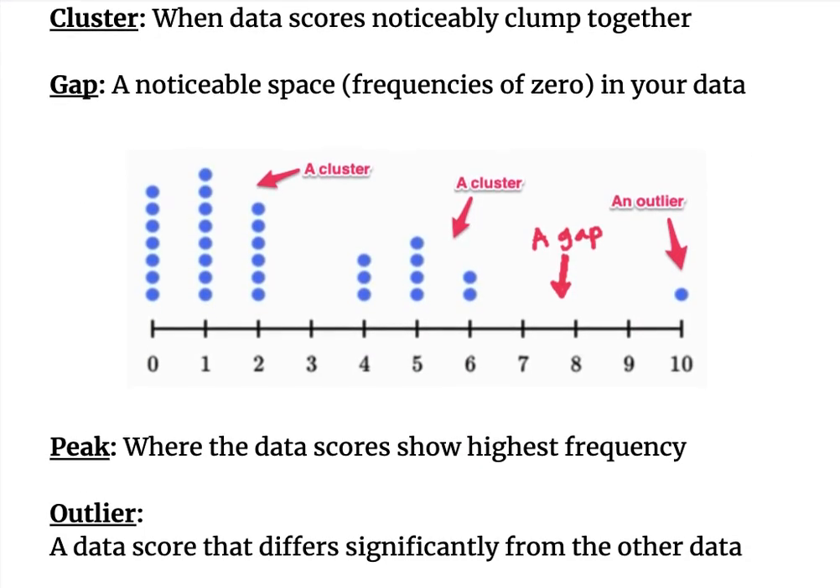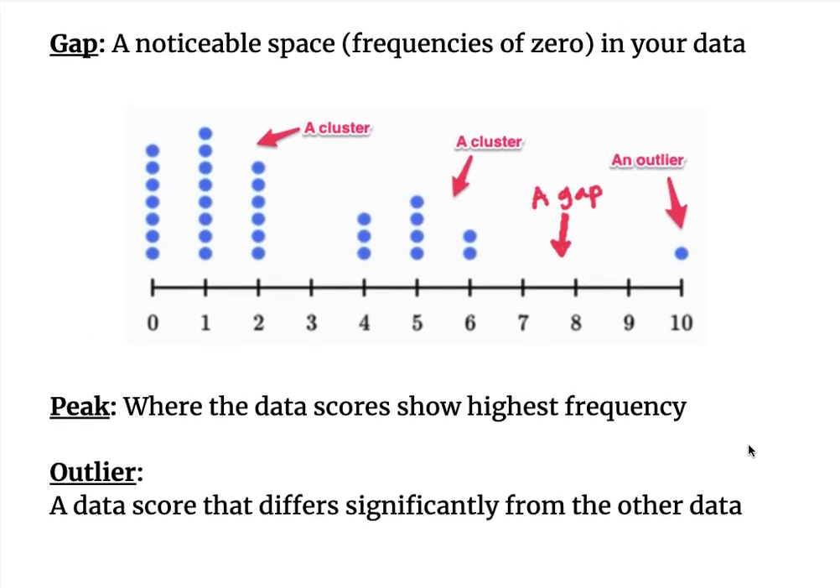And then the other two words that you should know about are peak and outlier. A peak is when the data score shows the highest frequency. That's usually our mode, so highest frequency. And then an outlier is when a data score is differing so significantly from the other data. Usually there's a huge gap between the outlier and the rest of the data. It's just so different from everything else.